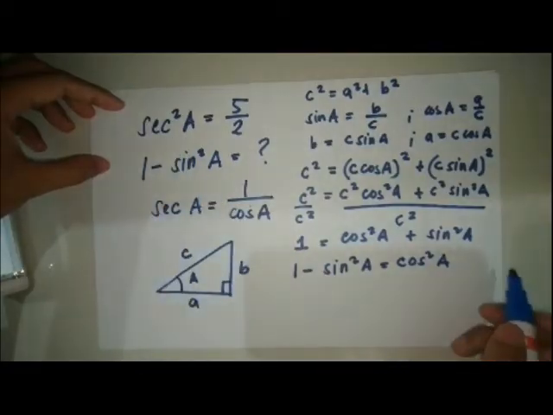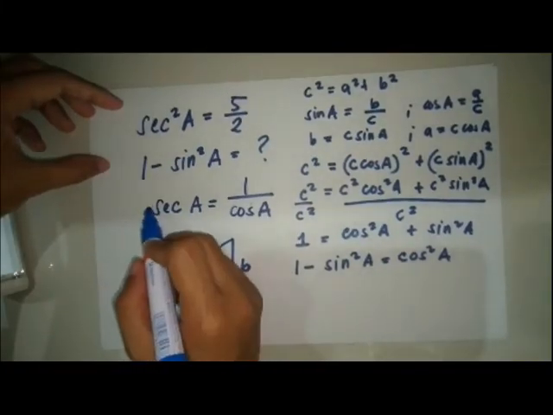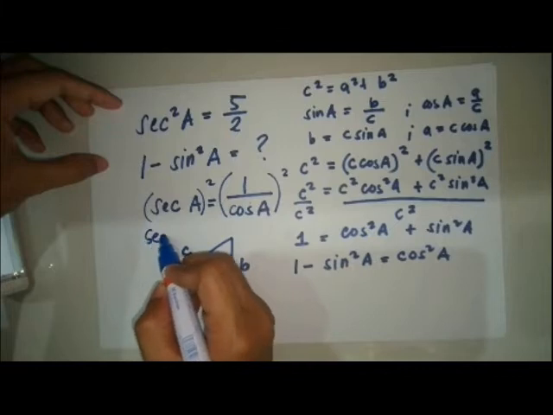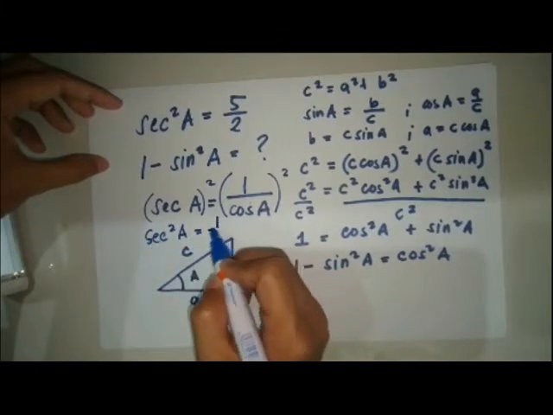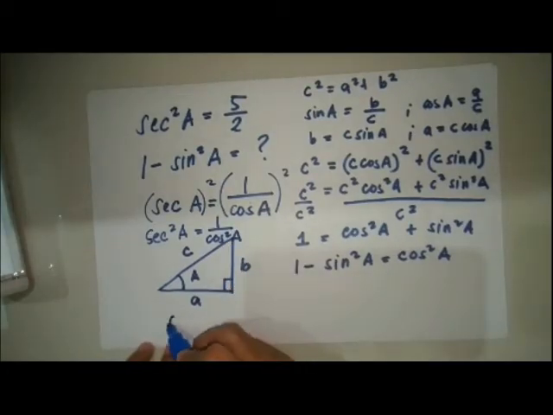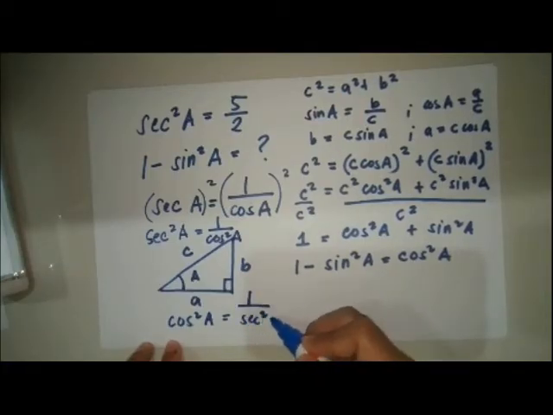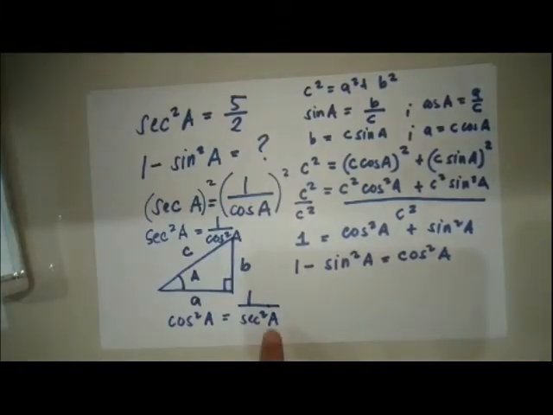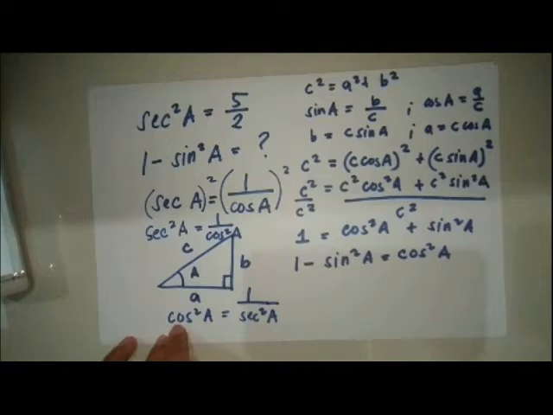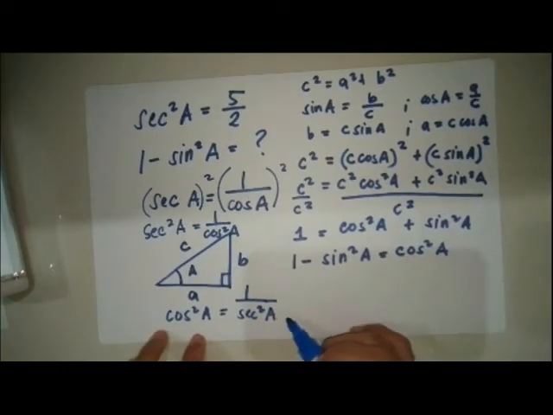So you have here secant, the reciprocal. So it means that if you square this secant, we have secant squared A is equal to 1 over cosine squared A. Okay, so it means that cosine squared A is equal to 1 over secant squared A. So we just transpose it to the left side and divide both sides by secant squared A. So we have here the expression cosine squared A in terms of secant squared A, in order for us to substitute that in our expression.